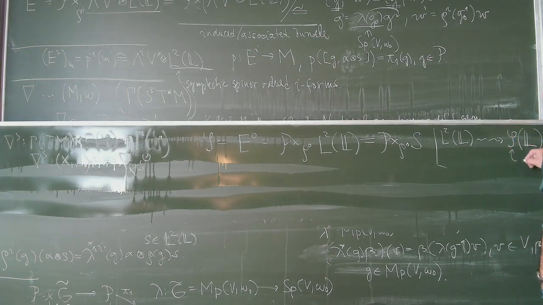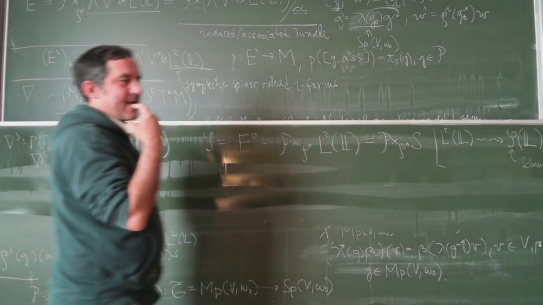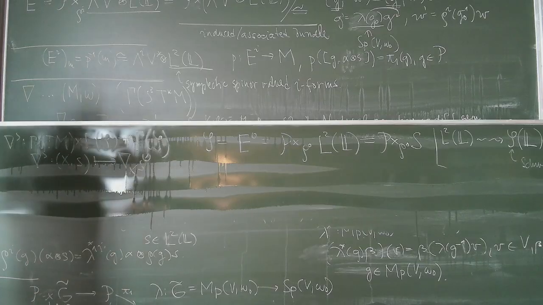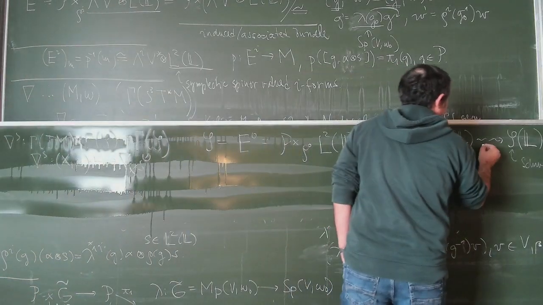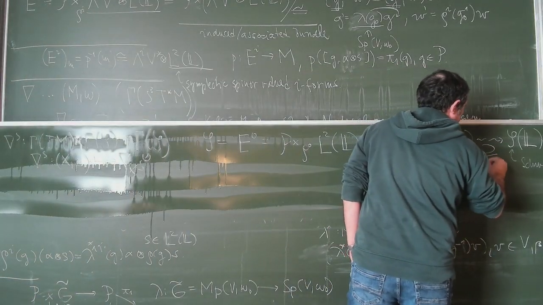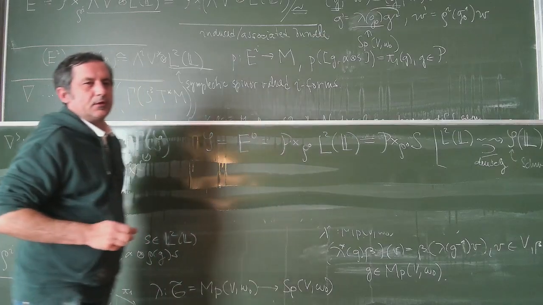This curly S denotes the Schwartz space of rapidly decreasing functions on L. So this shall be associated in order that the transition maps are smooth, which is dense in L2. So this finally is the conclusion.